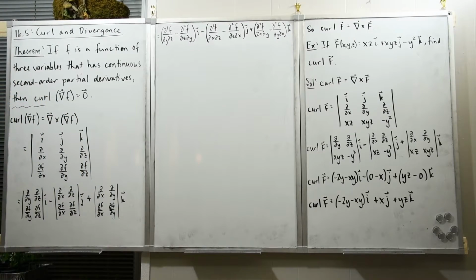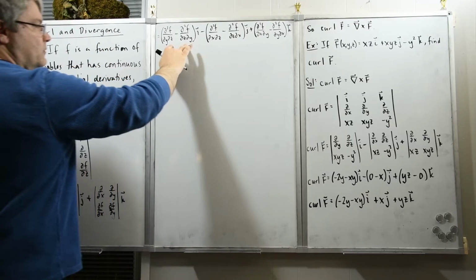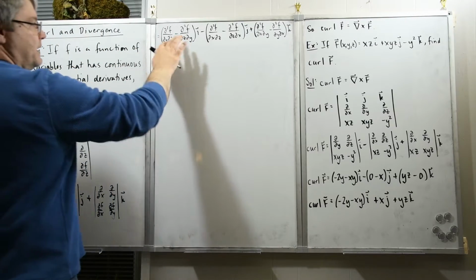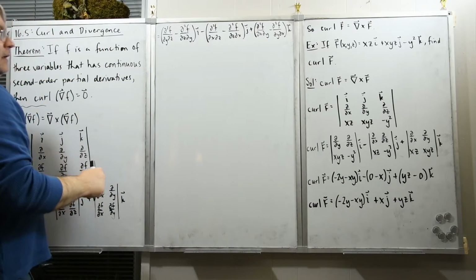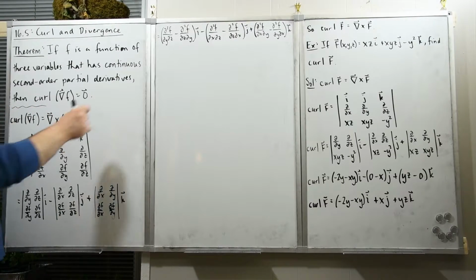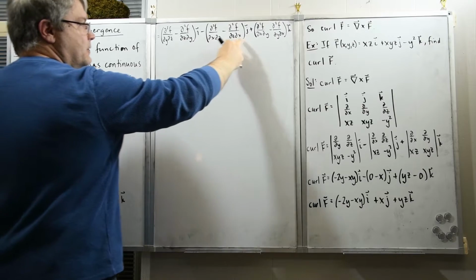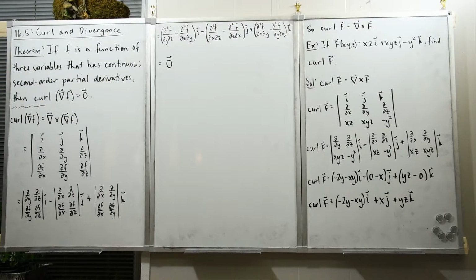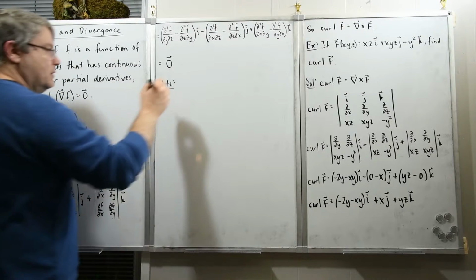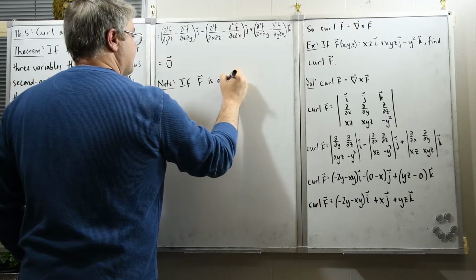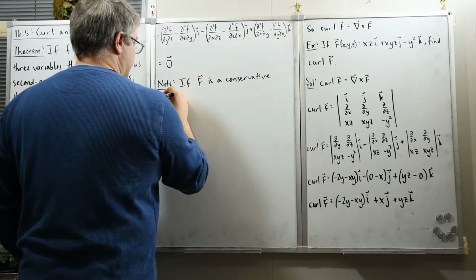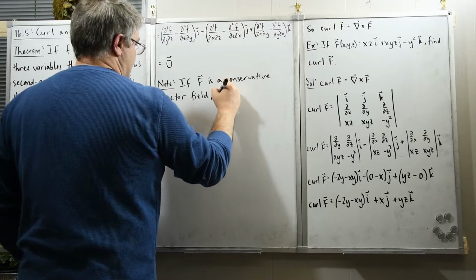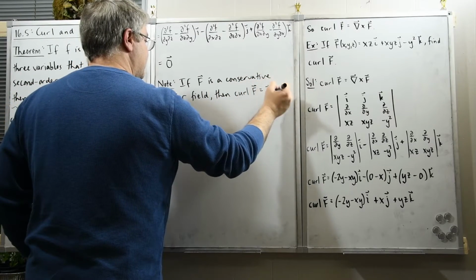But if you notice, with each of these differences, second order partial derivatives involve the same variables. Here y and z, here x and z, here x and y. And by Clairaut's theorem, because we know we have these continuous second order partial derivatives, we know that this difference is going to be 0, this difference is 0, this difference is 0, which means that our result is the 0 vector. And one note I want to make here is that if F is a conservative vector field, the curl of F is the zero vector.